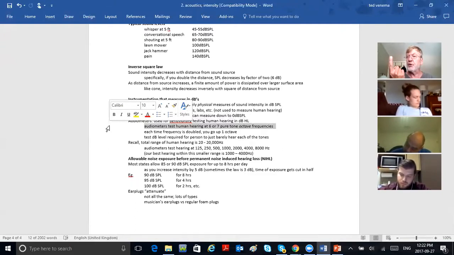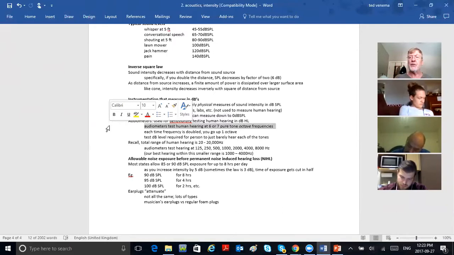125 hertz, which is low C on a piano. The next one's 250 hertz, middle C on a piano. The next frequency is 500 hertz, high C on a piano. The next frequency is 1,000 hertz. The next one's 2,000. The next one's 4,000. And the last one is 8,000.